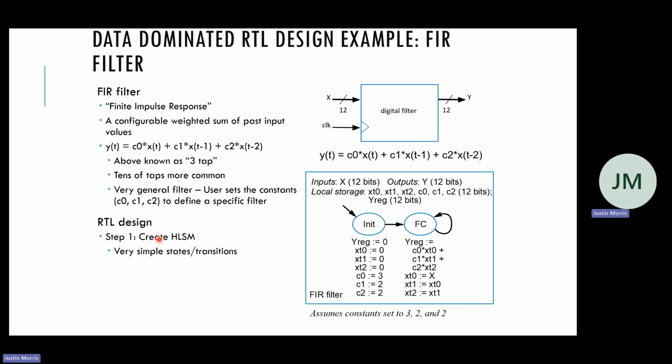So here is our RTL design. First step, create the high-level state machine, right? So to initialize, that's our first state. And we just reset everything, set our weights to what they should be. So it's 3, 2, 2. And then after we initialize, we're doing our filter compute. Multiply the value by its weights, sum them all up, and set it as the output. And the reason that this one is simpler is because we're not fetching the data from memory, right? We're just assuming that we get x1, x2, x0, just as inputs into this finite state machine.